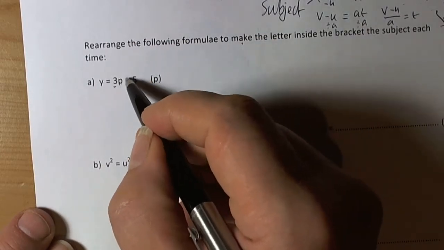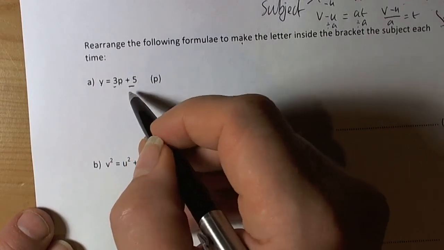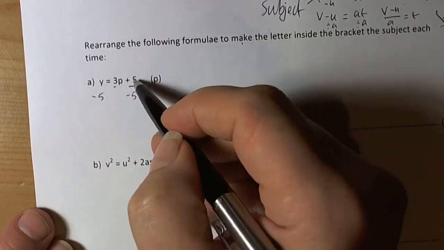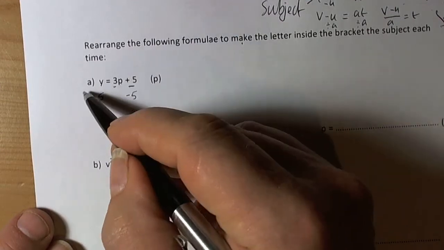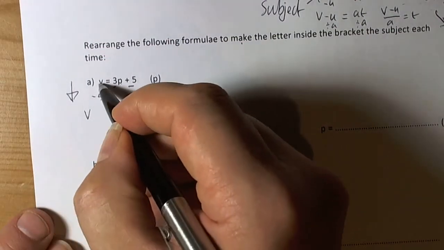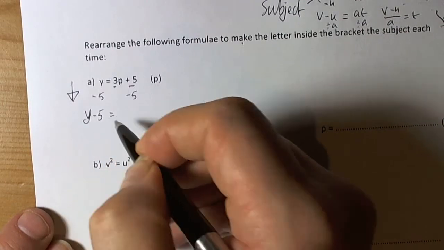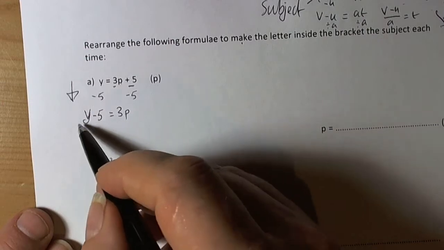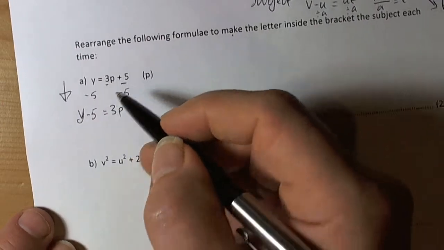Always do the terms that are not attached to the subject letter first. We've got a plus 5 here, so we'll deal with that first. The opposite of plus 5 is take away 5. The reason that works, 5 take away 5 is nothing, so that will disappear and move to the other side. Always come top down, and write down what you see. So we've got y take away 5 equals 3p. Now we don't need to work out y take away 5 yet, because it's just an expression that we can work out when we know some values.